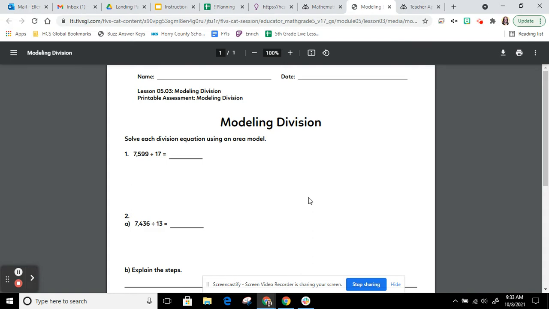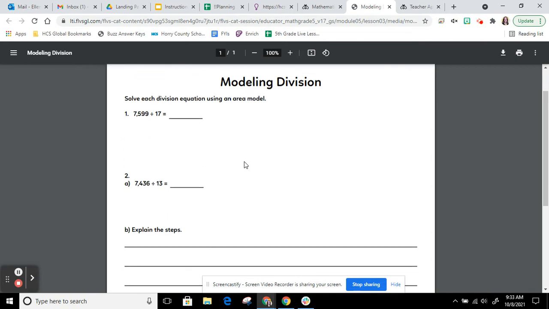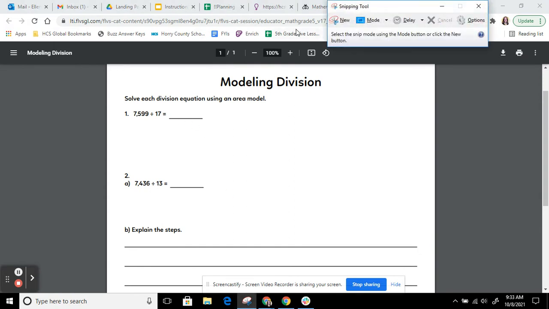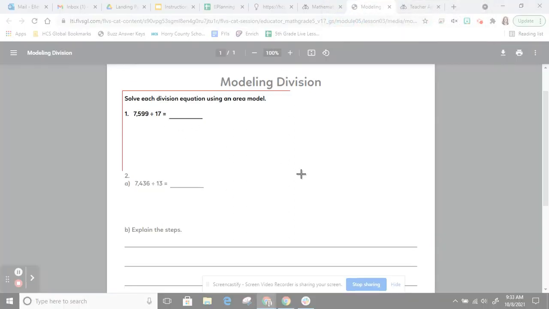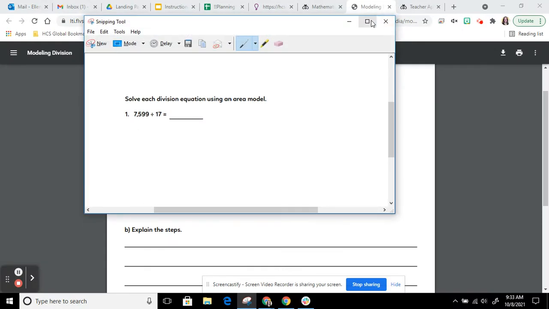Okay, so I am going to model the first one for you. I'm going to use an area model to solve these division problems, or this first division problem. Like I said, I'm just going to do number 1. So make sure that you have your notebook out, or actually have this assignment out, print it out, and do this with me. Write it out with me. And then you're going to use what I do for number 1 to help you with number 2. Okay? All right, so I'm going to go ahead and screenshot number 1. Make this bigger for us.